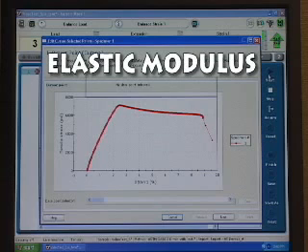Elastic modulus is an indication of the stiffness of a material and is typically calculated as the slope of a line drawn tangent to the initial straight line portion of the stress-strain curve.